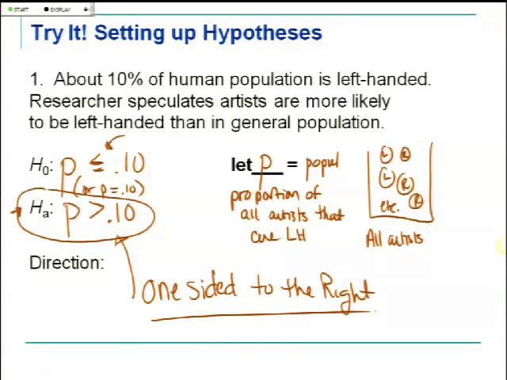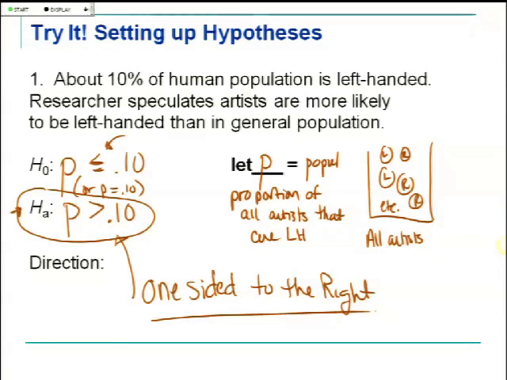So what if I took my sample of artists and it turned out that in that sample only 8% were left-handed? Would you stay with H naught or would you reject H naught and go with that new theory? You would stay with H naught. You didn't support that new theory at all. What if my sample ended up having 12% that were left-handed? Now, is there some evidence for that theory? 12 is bigger than 10, but is it significantly bigger is what we have to establish.